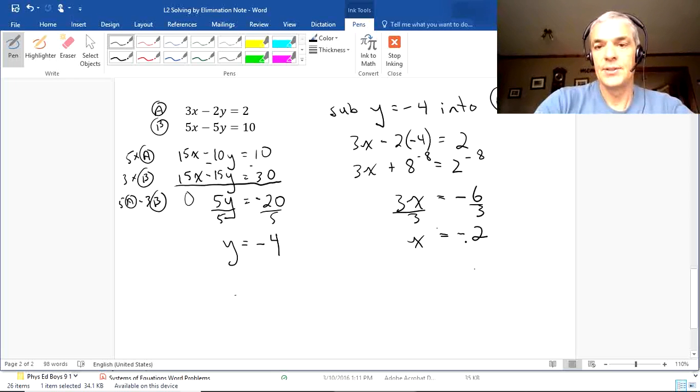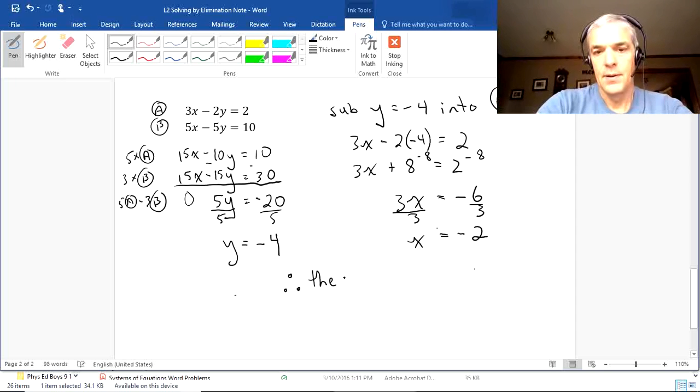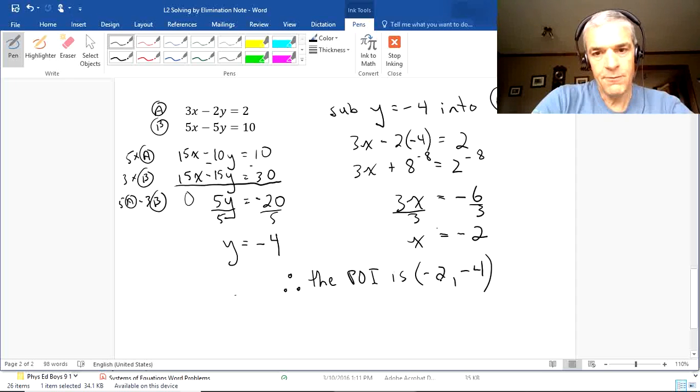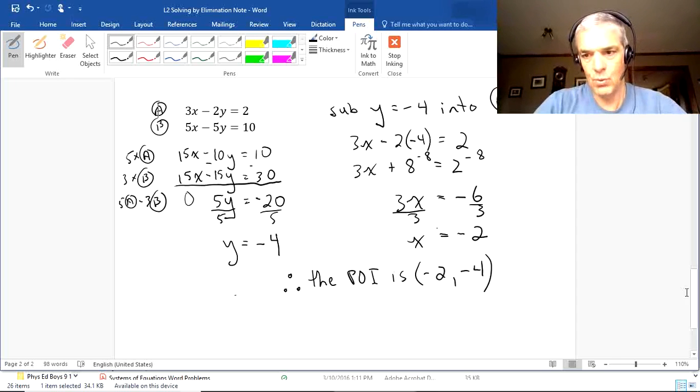And that gives me a therefore statement. Therefore, the POI, point of intersection, is (-2, -4). Notice how I put the x value first, the y value second. That's how ordered pairs work. You would have learned that probably somewhere around grade 7 or 8. You cannot deviate from that. That's just the way it goes, okay? All right, that's the lesson.